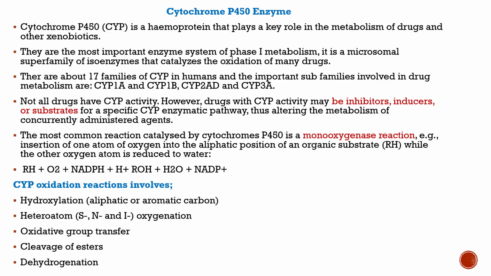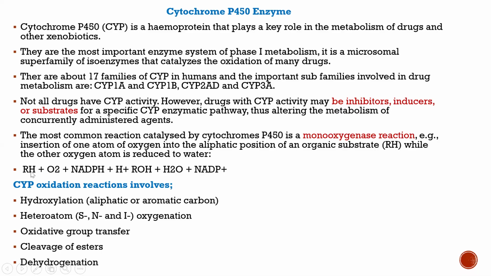Not all drugs have cytochrome activity. However, the ones that do may be inhibitors, inducers, or substrates for a specific cytochrome P450 enzymatic pathway. They thus alter the metabolism of concurrently administered agents. The most common reaction catalyzed by cytochrome P450 is the monooxygenase reaction, which is like oxidation, where there is insertion of one atom of oxygen into the aliphatic position of an organic substrate, in this case a drug, while the other oxygen atom is reduced to water, making it more polar.